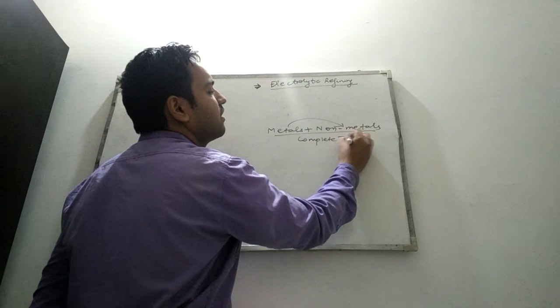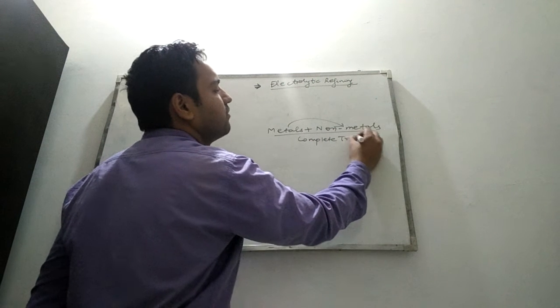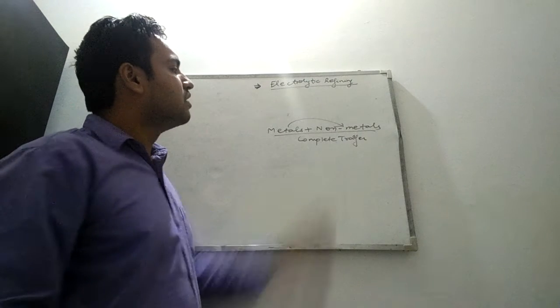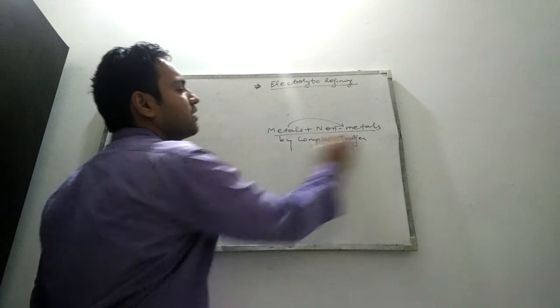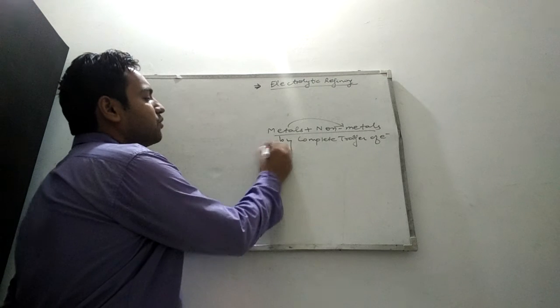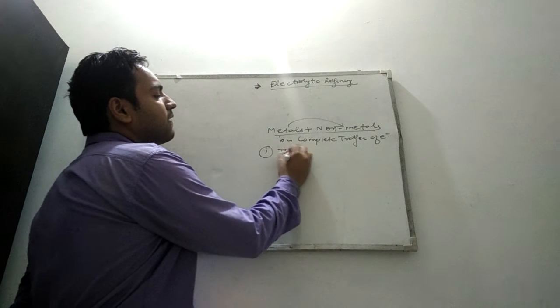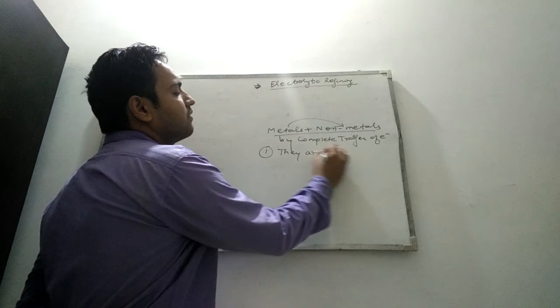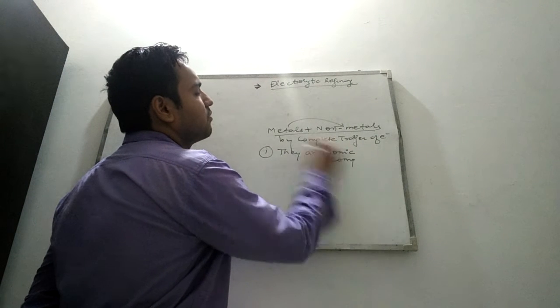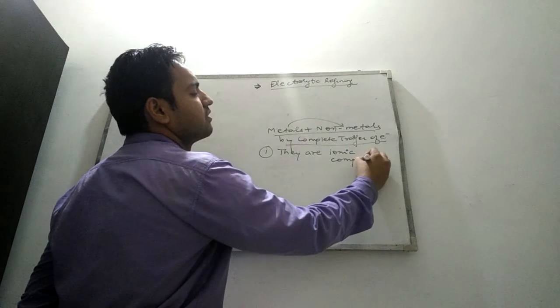Remember, if you are asked what ionic compounds are, you have to name the reaction of metals and non-metals by the complete transfer of electrons. These are called ionic compounds. What are their important properties? You have to know. They are ionic compounds, formed by the complete transfer of electrons.